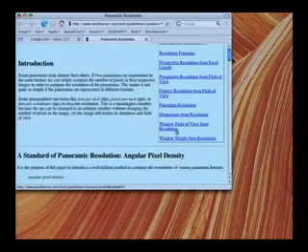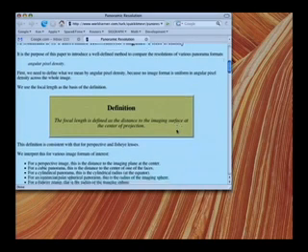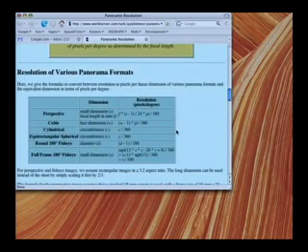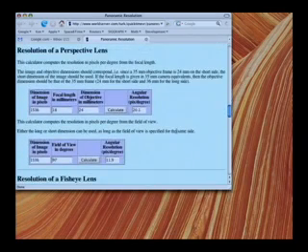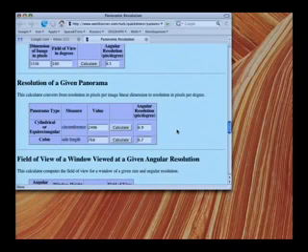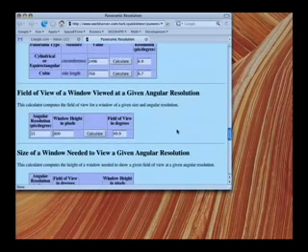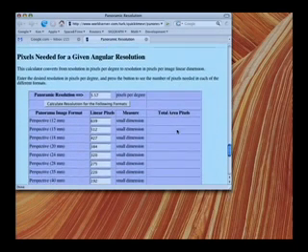So we determine a standard for panoramic resolution by defining the focal length as being the distance to the imaging surface at the center of projection, and the panoramic resolution as the angular pixel density, expressed in units of pixels per degree, as determined by the focal length. Here are some formulas for different kinds of sampling of the 3D space. And there are a few calculators here determining the resolution of a perspective lens, the resolution of a fisheye lens, the resolution of a given panorama in either cylindrical, equirectangular, spherical, or cubic form. There's the field of view of a window at a particular resolution, the size of window you need, and the number of pixels that you need for a given angular resolution. So this is a way that you can compare different representations.